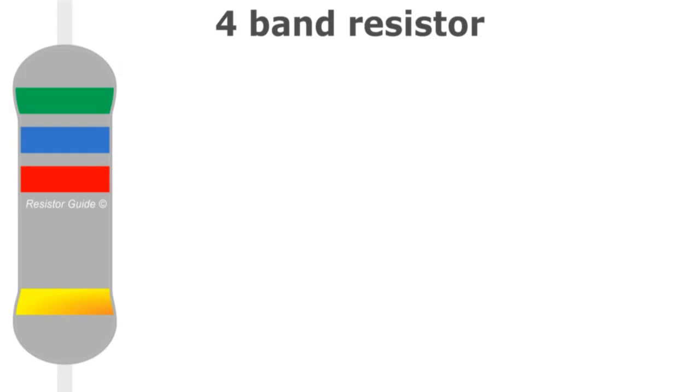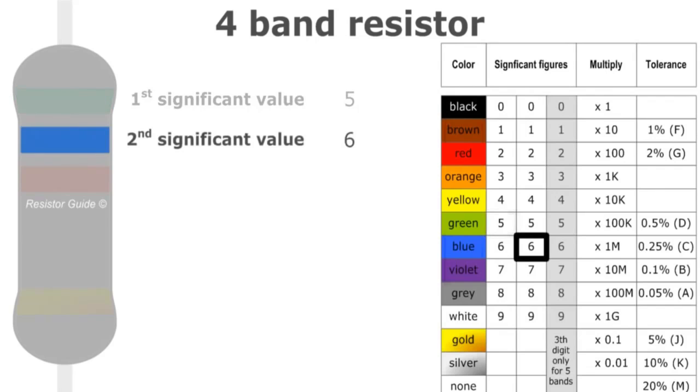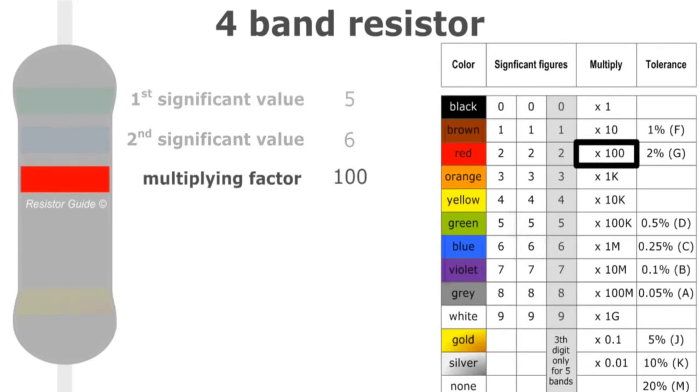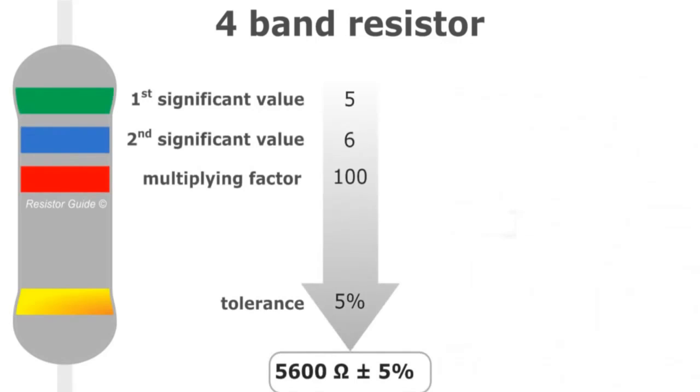This is a 4-band resistor, the most common variation that exists. The first band represents the first significant value. By using the color code chart, we find that the first significant value for a green band has the value 5. The second band represents the second significant value and has the value 6. For a 4-band resistor, the third band is the multiply factor. Red means a multiply factor of 100. The fourth band represents the tolerance, and gold means a tolerance value of 5%. The resistor has a value of 56 times 100, or 5600 ohms, with a tolerance of 5%.